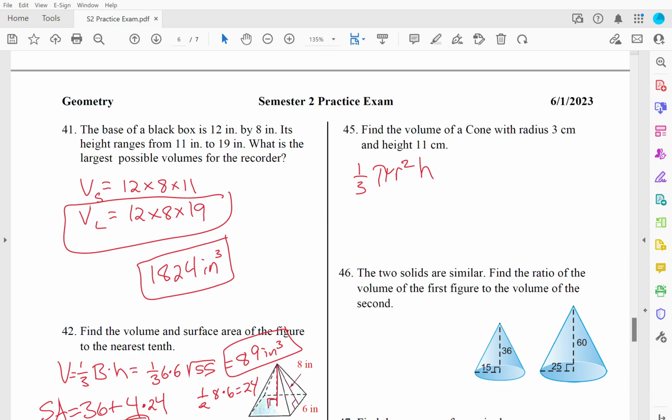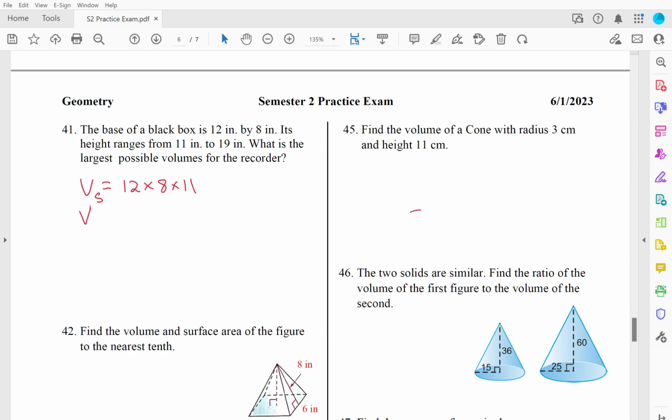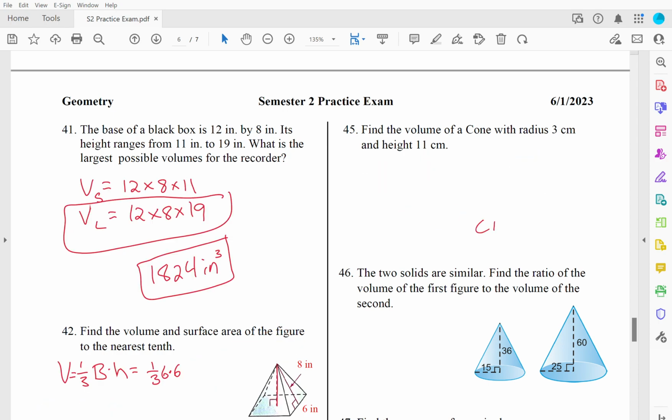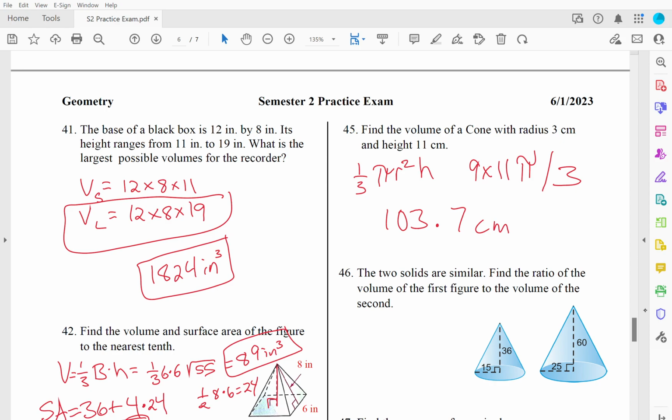So we're going to put this in our calculator as 3 squared is 9. 9 times 11, well, I know that's 99. Pi divided by 3. I'll go ahead and do 99 pi divided by 3. I get 103.7 centimeters cubed.